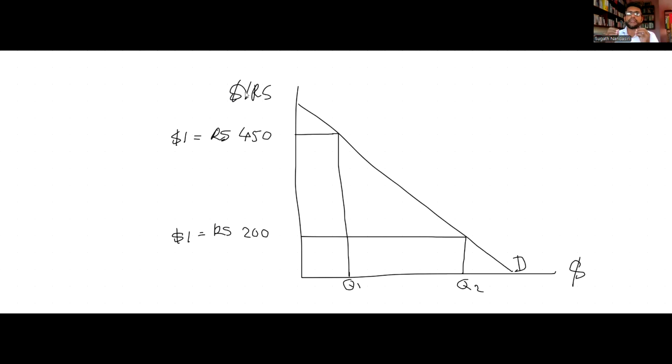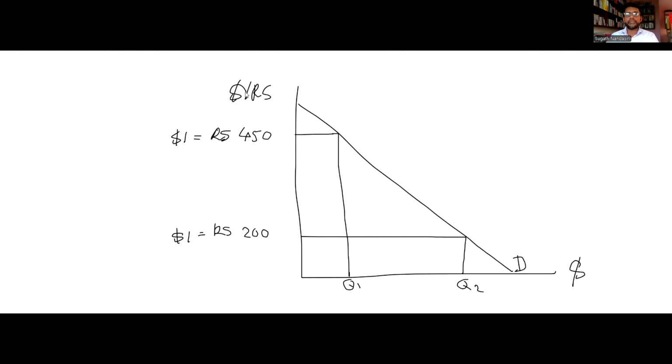Then foreign currency supply depends on what? It depends on the money you receive from other countries. Then supply is determined especially by exports. When foreigners invest in our country, there is a supply of foreign currency. When we receive money for our exports, there is a supply of foreign currency.